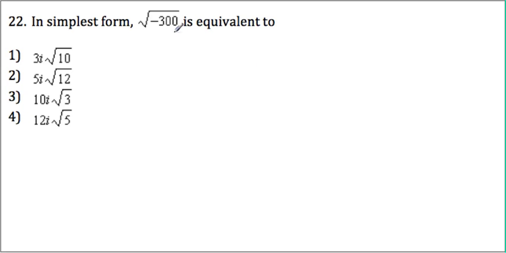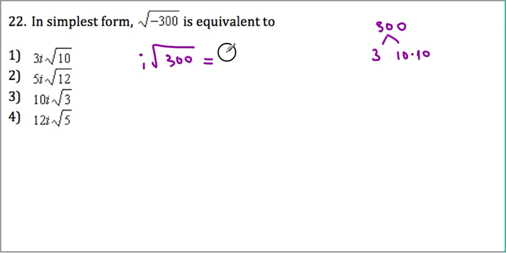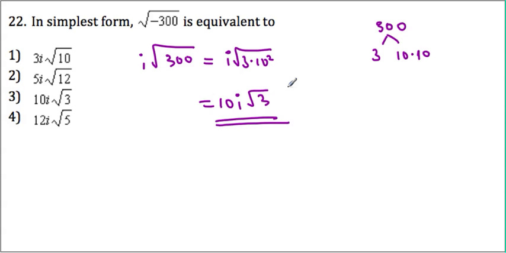Now, how can we simplify this one? If we break down 300, we can easily see that it's 3 times 10 times 10. So the negative sign will give us i and then square root of 300. But this can be rewritten as i square root of 3 times 10 squared. Since it's a square root, only the thing with the square will come out. So 10 squared comes out as 10. So we have 10i square root of 3. That becomes our answer, which is choice 3.